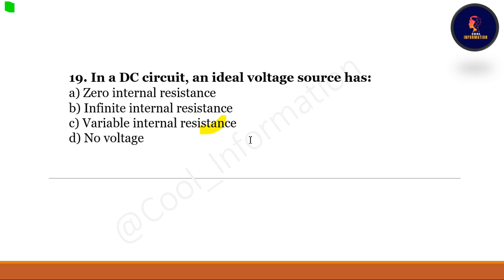It's the second last question of this series. In a DC circuit, an ideal voltage source has option A, 0 internal resistance, option B, infinite internal resistance, option C, variable internal resistance, and D, no voltage. The correct option is 0 internal resistance.